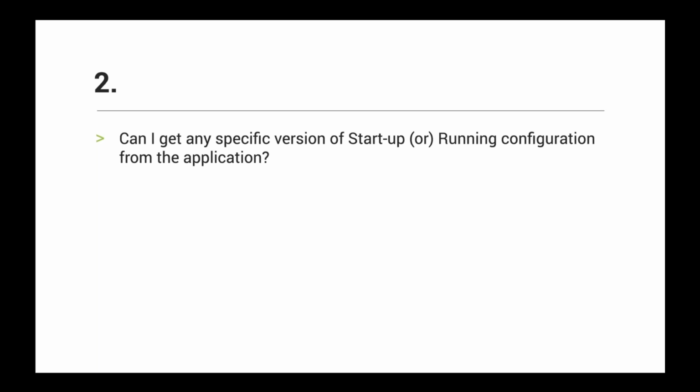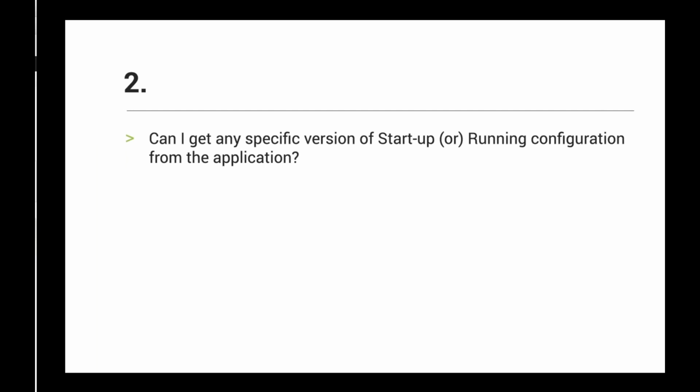For those kinds of situations, we store the historical configuration. Maybe it's a startup, maybe it's a running. We store both of them, and you can go ahead and see the startup and running configuration with respect to its version number from the product UI. Let's actually see in the product UI how it will look.